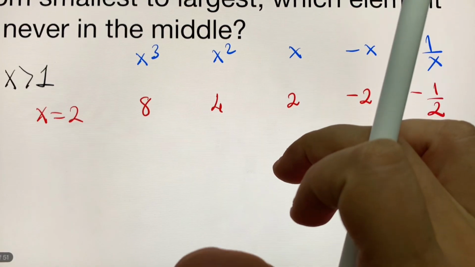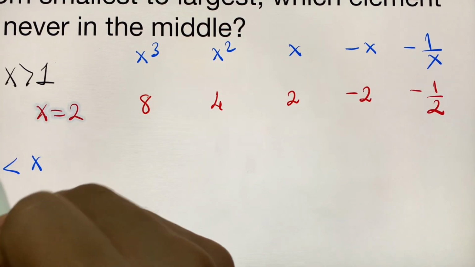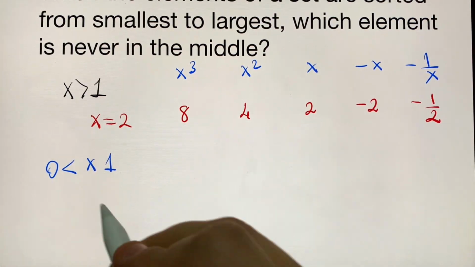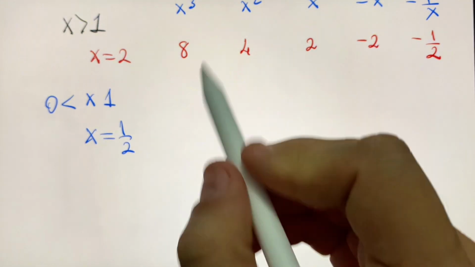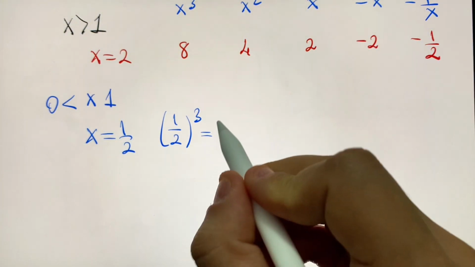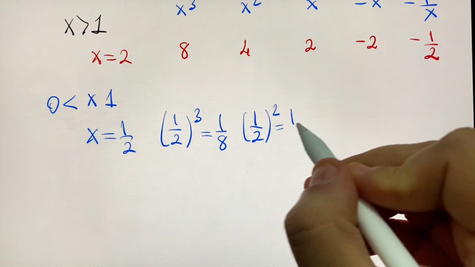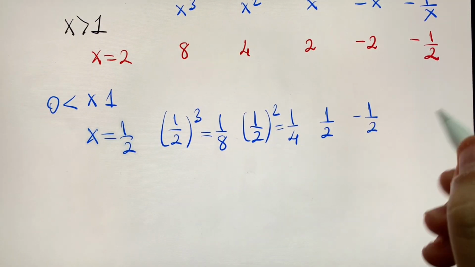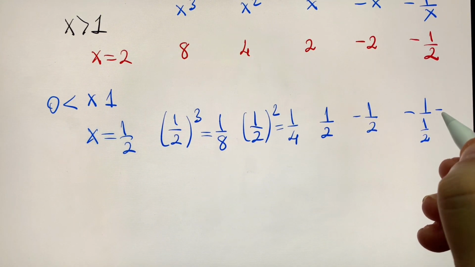So let's continue. What else can I do for x? I can choose between 0 and 1. For example, if I choose x equal to 1 over 2, when we replace it again: the cube is 1 over 8, x squared is 1 over 4, x is 1 over 2, minus 1 over 2. What will happen here? Minus 1 over 1 over 2 will come out as minus 2.